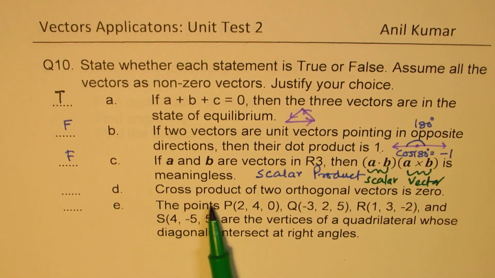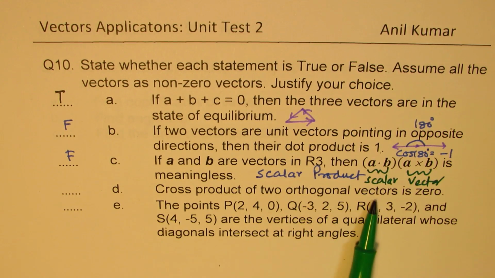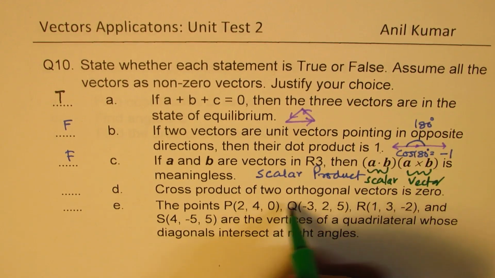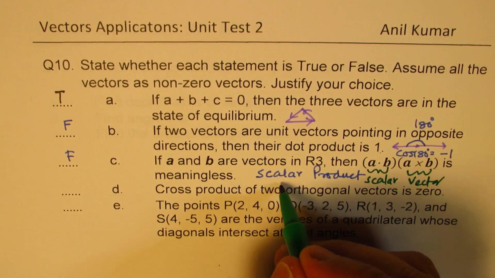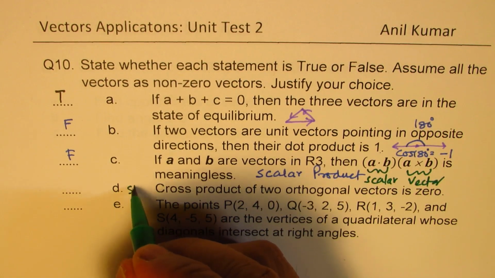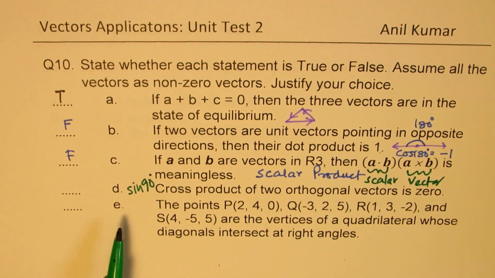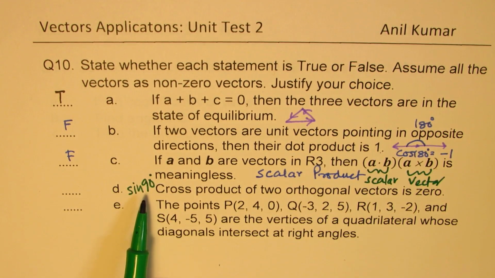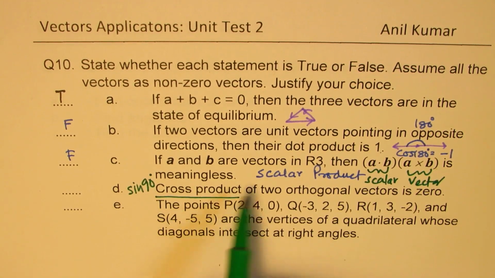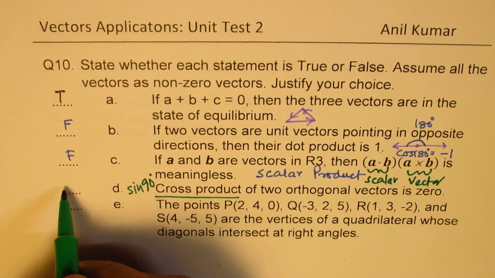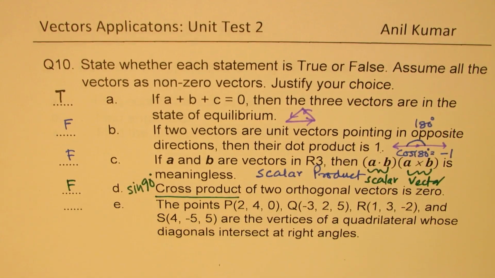D. Cross product of two orthogonal vectors is 0. When you're talking about orthogonal, it means perpendicular, that means the angle between them is 90 degrees, so we are looking for sine of 90 degrees, right? Now, sine of 90 degrees is not 0, correct? Sine of 0 is 0. So cross product of two orthogonal vectors is 0 is false. Dot product is 0.